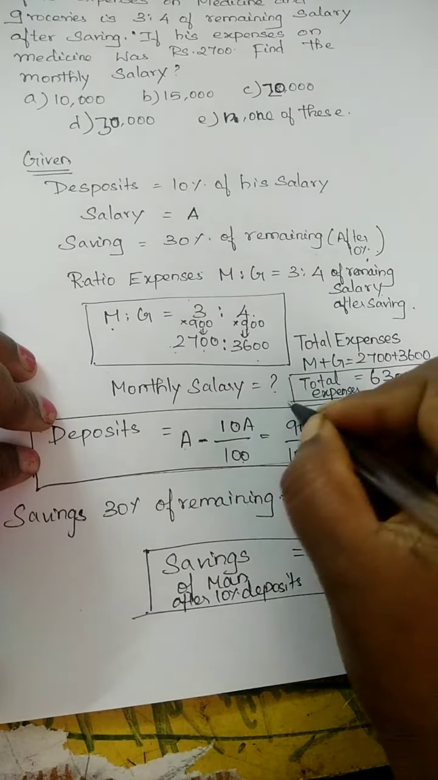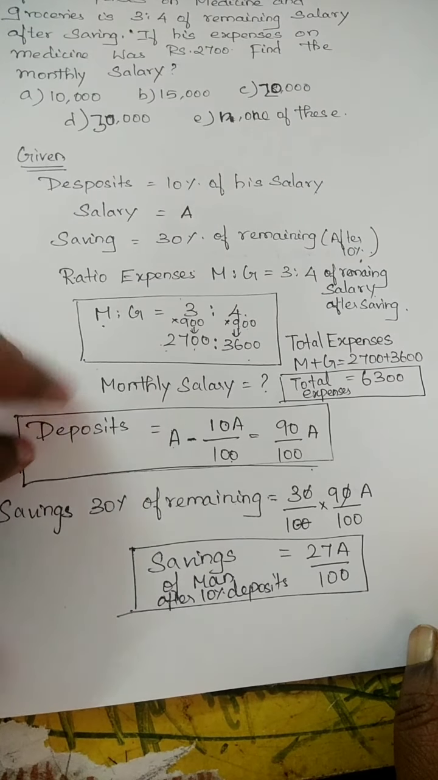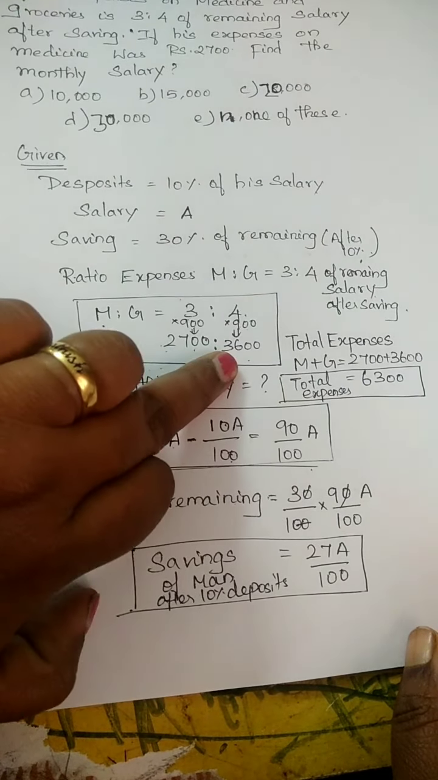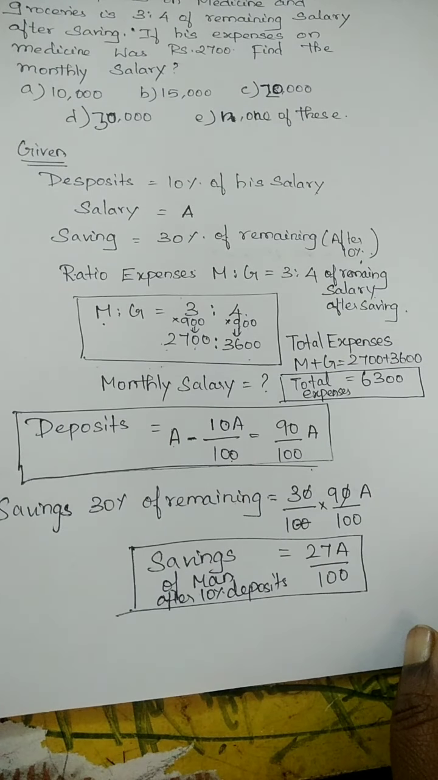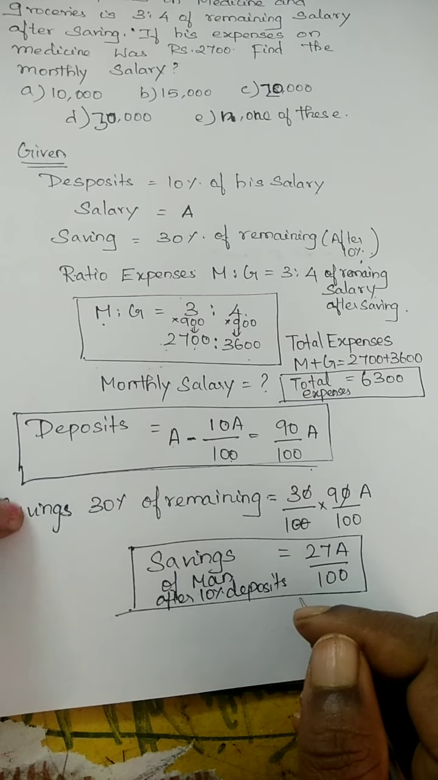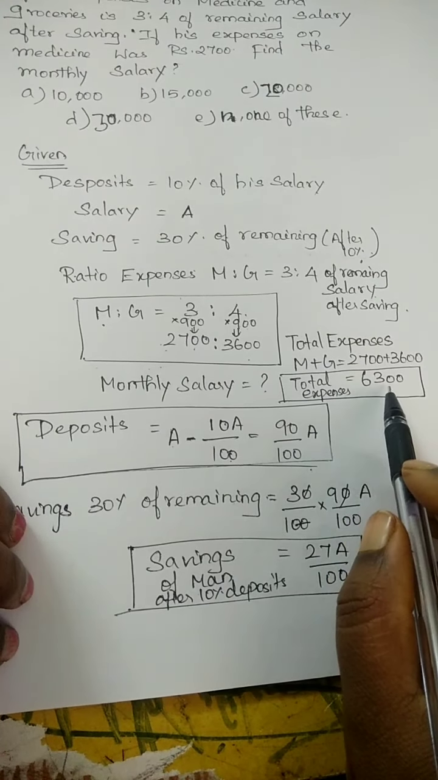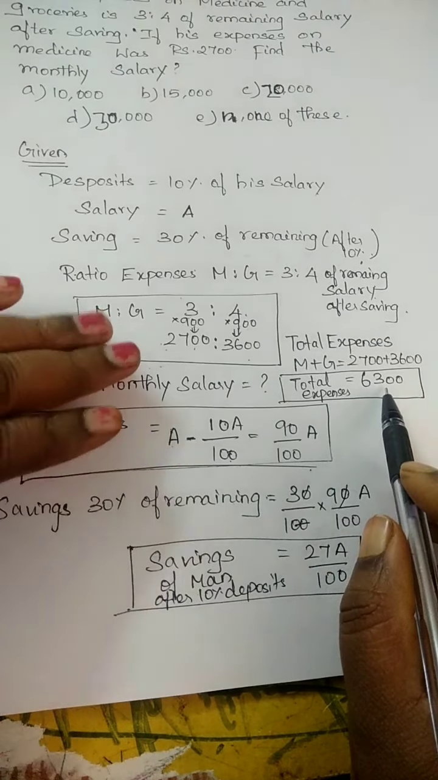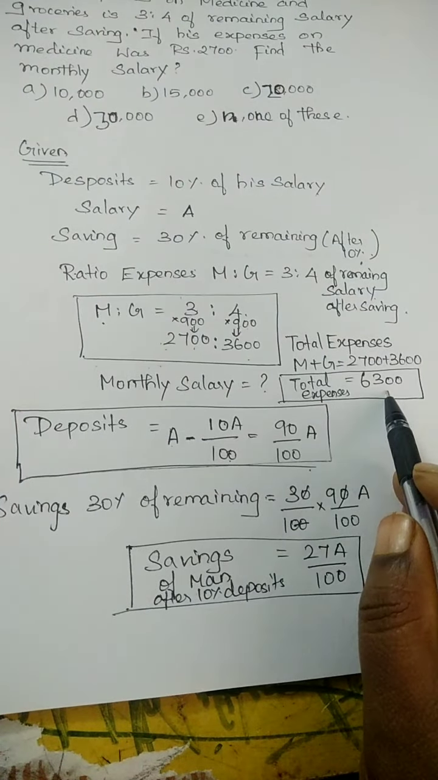Okay, make a note on it, make a box: total expenses. By adding 2,700 and 3,600, we will get the total expenses of medicine and groceries. Now what do we have to find? The expenses of the man. We just found only 6,300 for medicine and groceries. For the deposit, we don't know the amount.